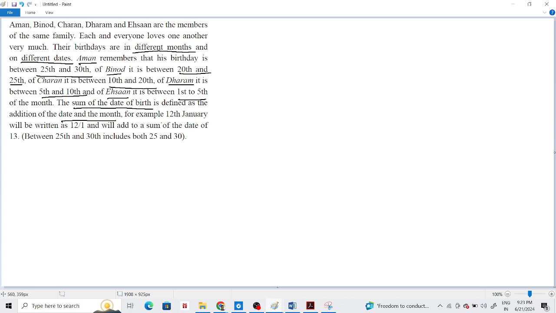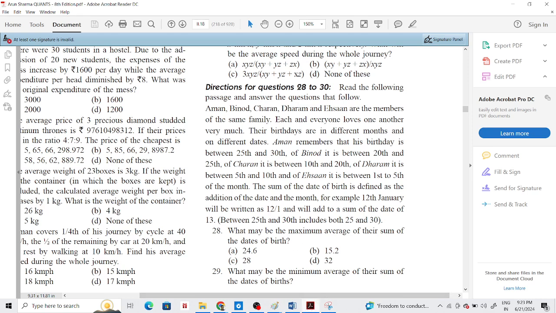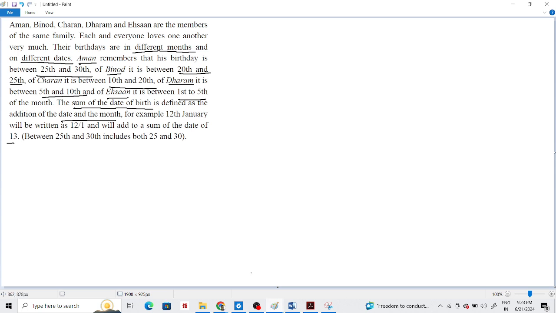For example, 12th January is 13, right? So what do I have to do? What is the question? The question is, what will be the maximum average of the sum? The sum is the sum of the date and the month. So 12th January means 12 plus 1, that is 13.